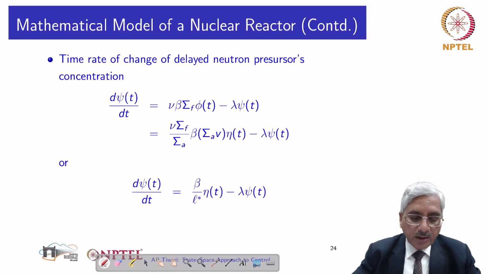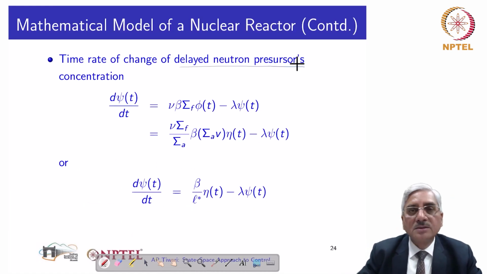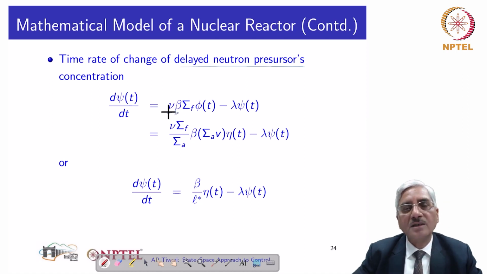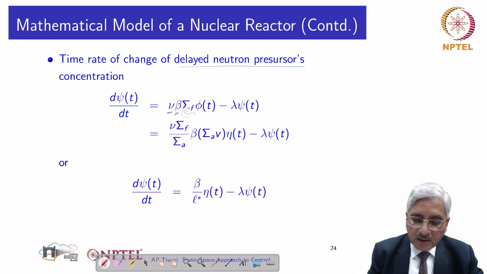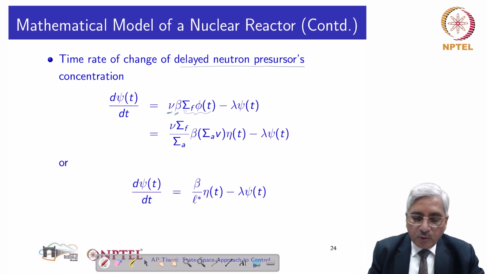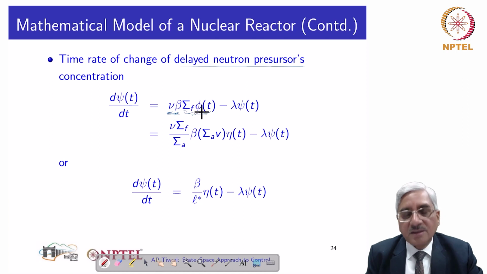Now coming to the delayed neutron precursors, as I said, their formation rate is nu, the total number of neutrons, into that fraction of delayed neutrons. Nu beta is their formation rate from each fission, and the number of fissions taking place per unit volume is sigma f times phi. So nu beta into the number of fission interactions gives the total number of delayed neutron precursors formed in one unit volume of the core.